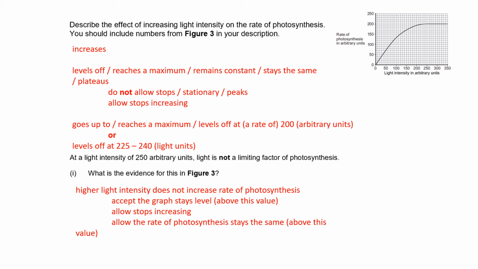Next question. At the light intensity of 250 arbitrary units, light is not a limiting factor of photosynthesis. What is the evidence for this in this figure 3? It should say that higher light intensity doesn't affect the rate of photosynthesis anymore, as the light intensity is not a limiting factor.